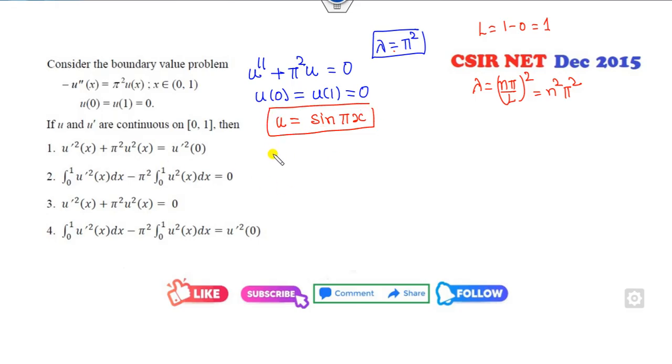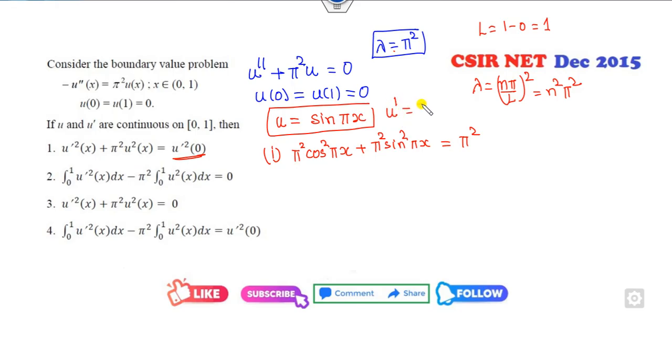Fine. Now look at the first option. U dash square. So pi square cos square plus pi square sine square of this. So it will be pi square. This LHS u dash square.